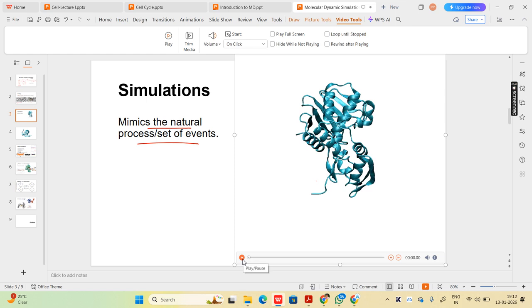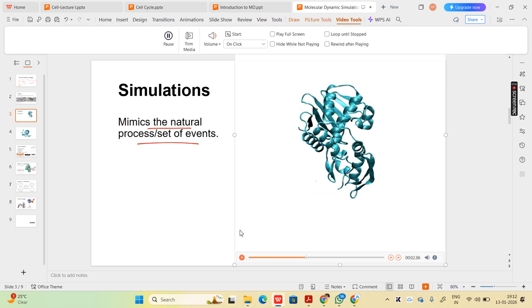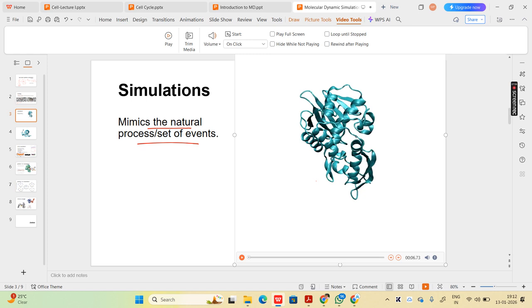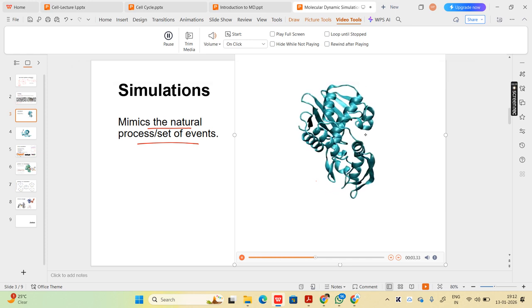just observe this video very carefully. The protein changes its conformation with time. Can you see this upper region? It is coming down. And this one loop is going towards this cavity. You can see there is a cavity, and this is coming down, and this loop is also going up. Are you able to observe?